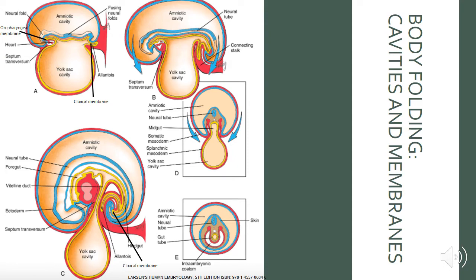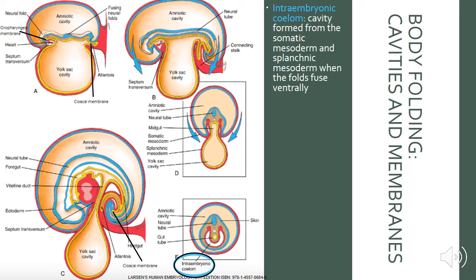Now, we are also seeing some cavities and membranes forming. We have this intraembryonic cavity, which is formed from the somatic mesoderm and the splanchnic mesoderm when the folds are fusing at the stomach, so ventrally. Remember, the somatic mesoderm is lateral mesoderm plus the ectoderm, and the splanchnic mesoderm is lateral mesoderm plus the endoderm. And those are fusing to form this intraembryonic cavity.